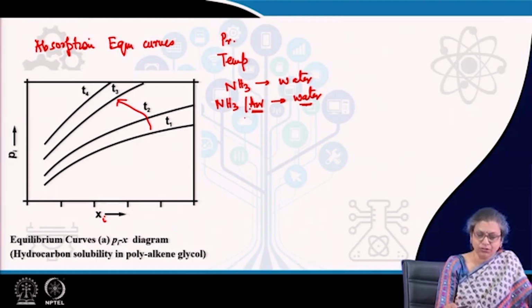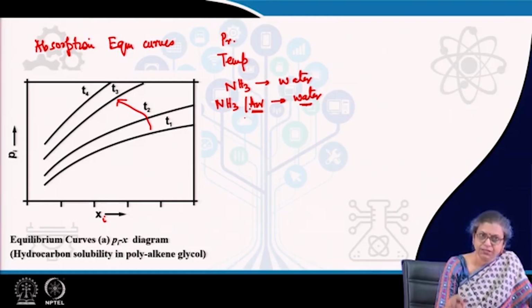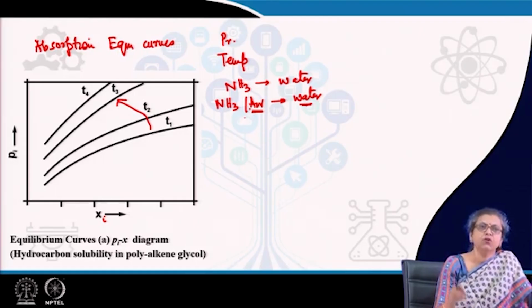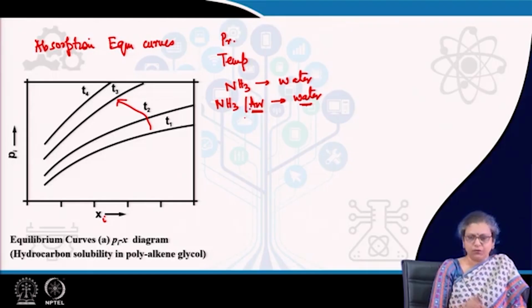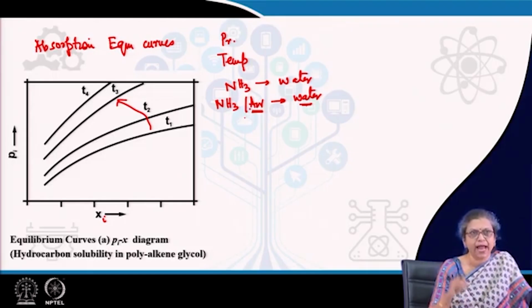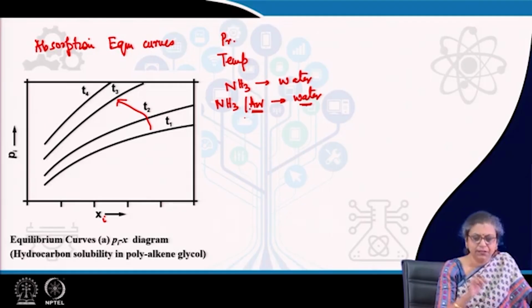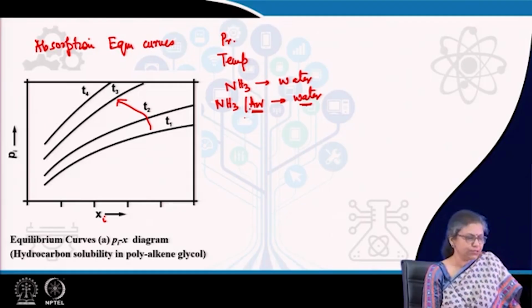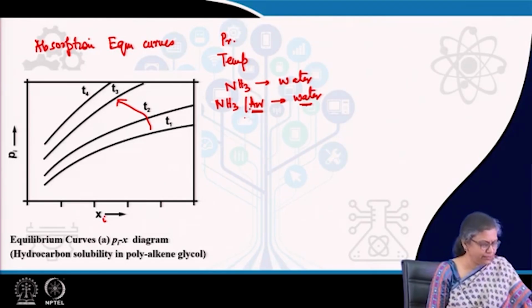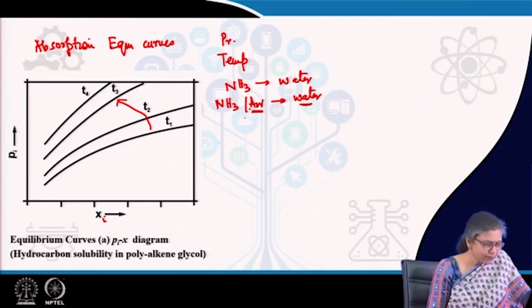Also, it is important to note that suppose in the solvent there is a non-volatile solute dissolved. For example, in water, suppose we add some salt. Quite naturally, under that condition also, this particular equilibrium curve is not going to be applicable.